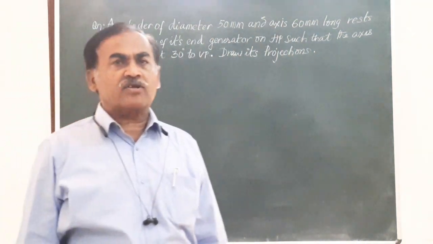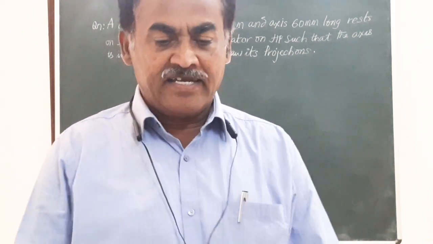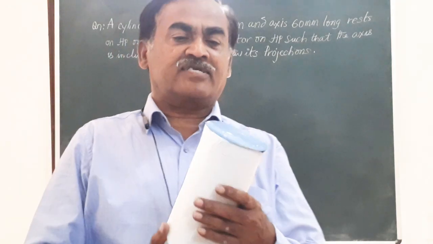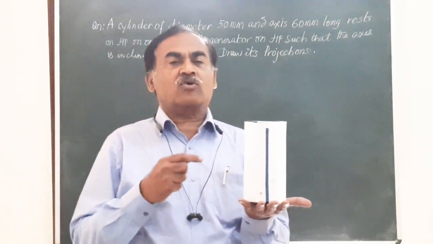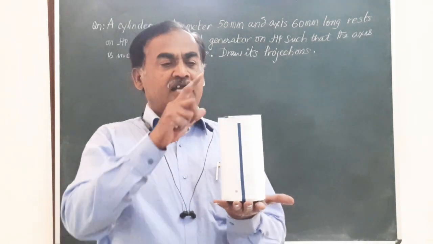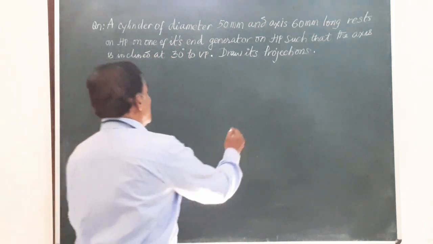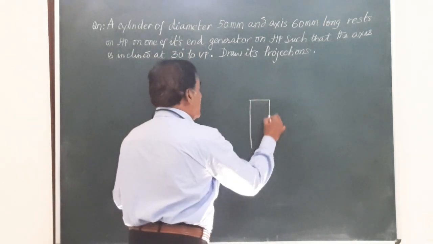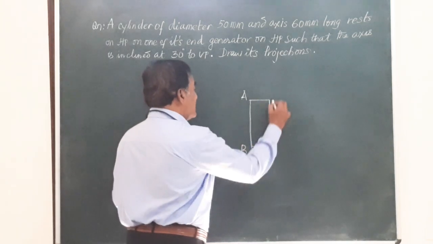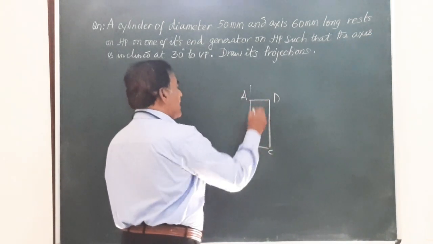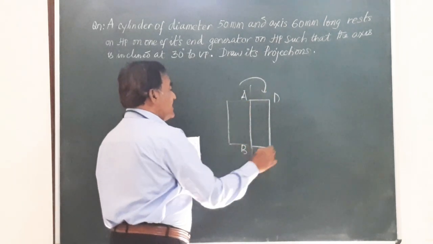Friends, today we are going to have the projection of cylinders. And I am very sure all of you would have seen this cylinder. A cylinder is a solid, and it is a solid of revolution, and this solid is obtained when a rectangle ABCD is rotated about this axis. If you rotate like that, you are going to get a cylinder.